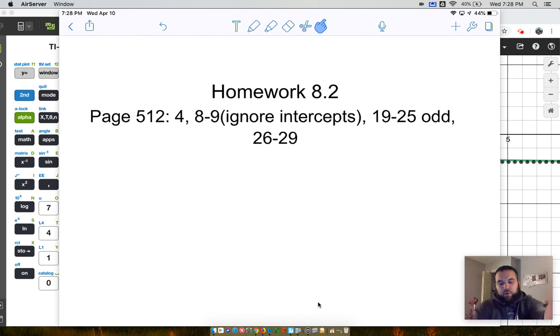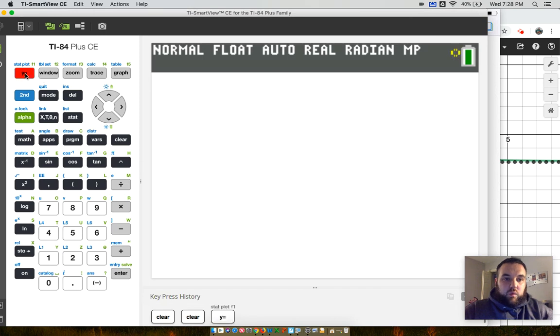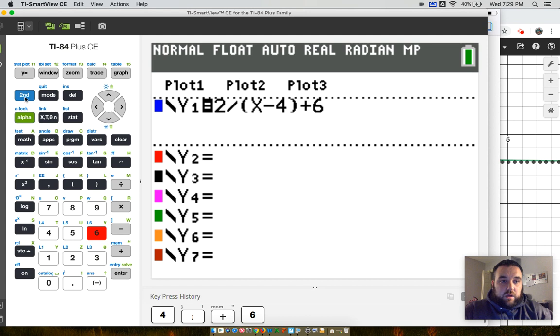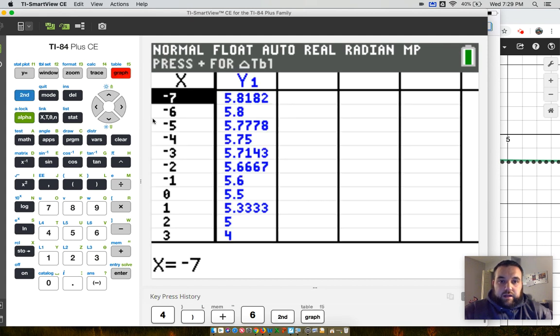Homework is from 8.2, just a handful of problems practicing these graphing things. But again, you can go into your calculator. If we take that last equation that I asked you to graph, it was 2 over x minus 4, and I would have to put x minus 4 in parentheses. Every calculator, you're going to have to do this. And then plus 6 afterwards. And I can go to the table and get my coordinates.